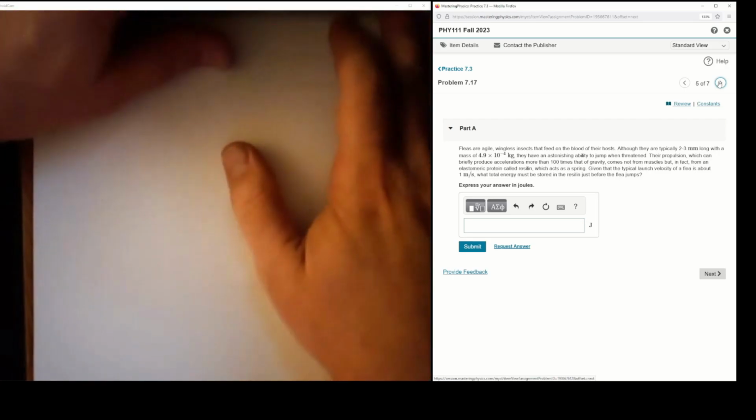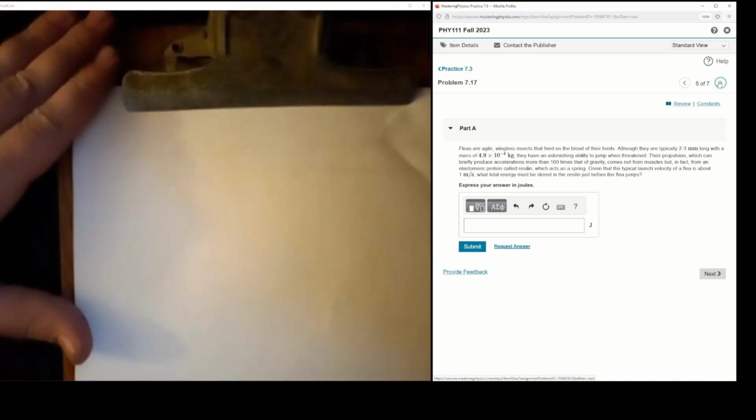We got fleas are agile, all right? Wingless insects. There is a lot of context here. Although they are typically that long with that mass, they have an astonishing ability to jump when threatened. Their propulsion, which can briefly produce accelerations more than 100 times that of gravity, comes not from muscles, but in fact from an elastomeric protein called resilin, which acts as a spring. Wow, there's a lot of context to this problem. Given that the typical launch velocity of a flea is about 1 meter per second, what total energy must be stored just before the flea jumps?